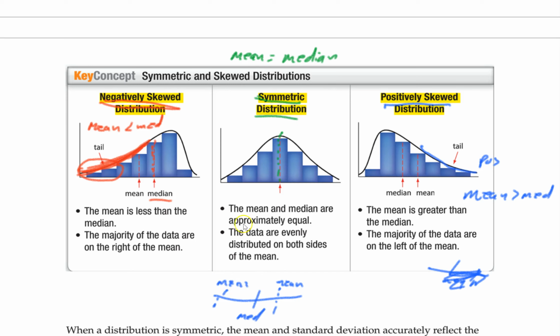So that's the idea. The trick is, again, let's look for the tail. The tail tells you where the answer is. So, positive or negative skewed. Again, positive skewed: average higher than it should be. Negative skewed: average lower than it should be.